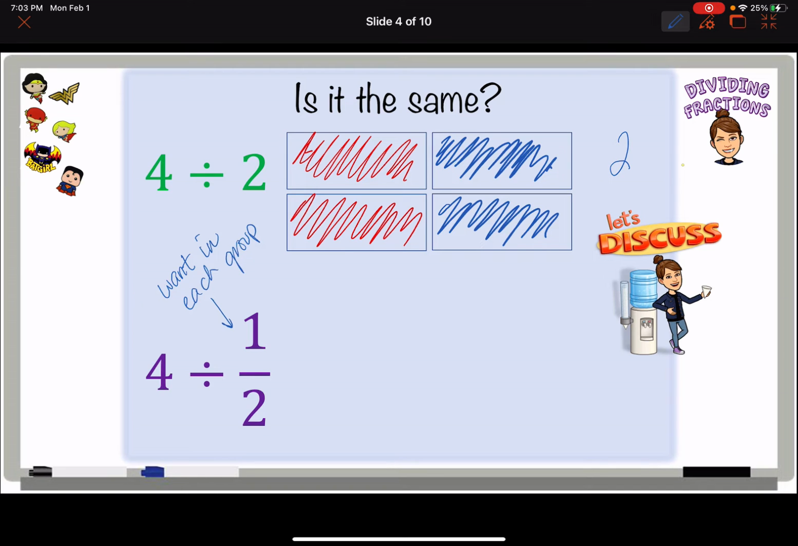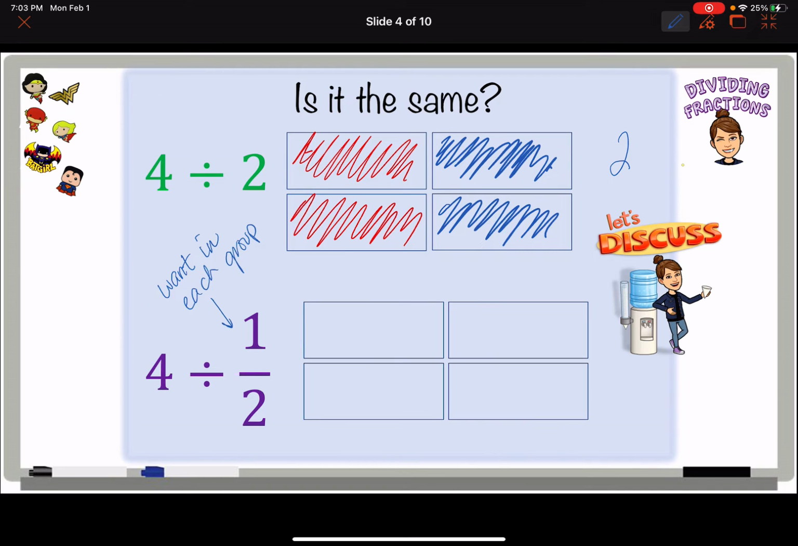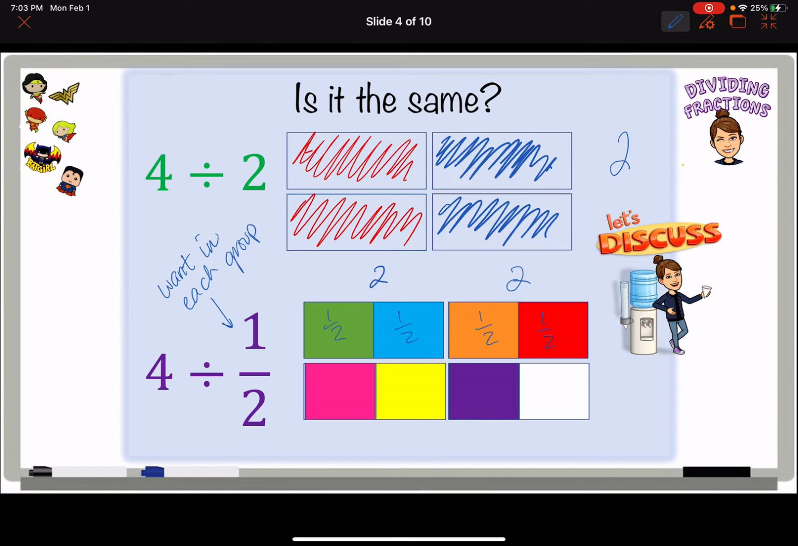All right. Well, I'm still starting with 4. So there's my 4 pizzas. I like rectangle pizzas. But now I'm splitting them up into groups of 1/2. So I have to take each one and split it into half. So here's a half, and here's a half. So far with 1 pizza, I can share it with 2 people. Here's another half, and another half. So with another pizza, I can share it with another 2 people.